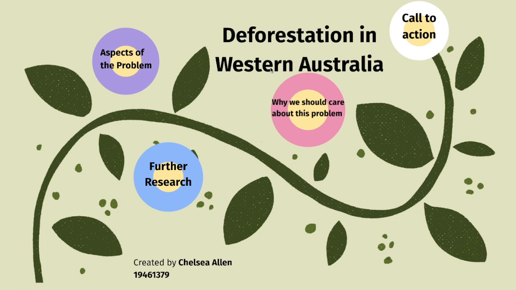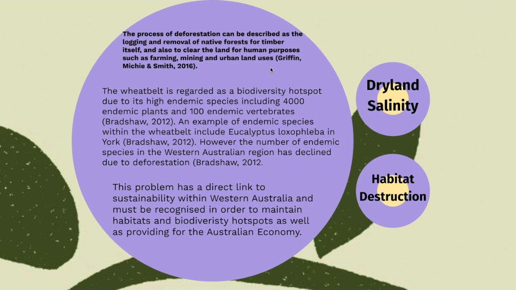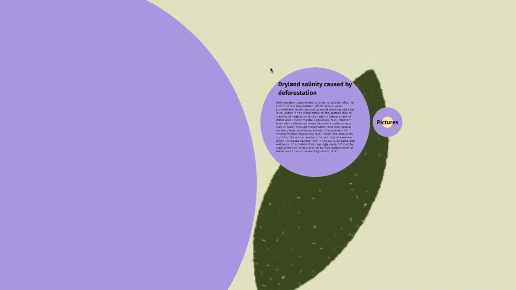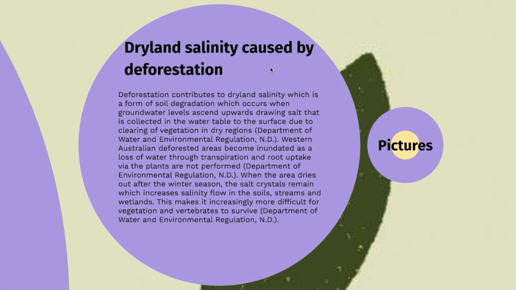Deforestation in Western Australia. Within Western Australia's wheatbelt region, large areas of vegetation are deforested to suit agricultural purposes, which constitutes vast endemic species and natural habitats being cleared. This problem has a direct link to sustainability within Western Australia and must be recognised in order to maintain the biodiversity hotspot and keep providing for the Australian economy.